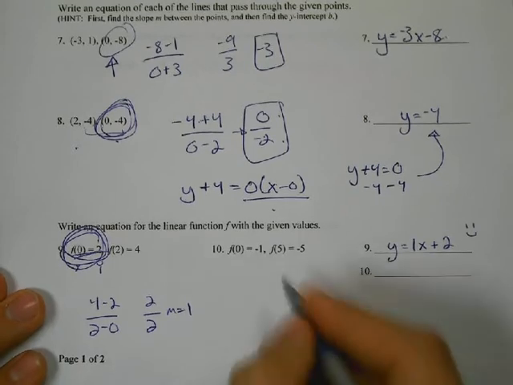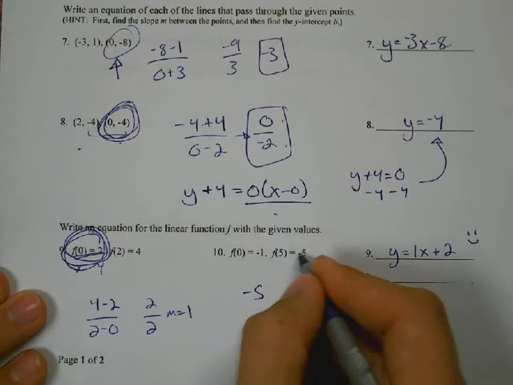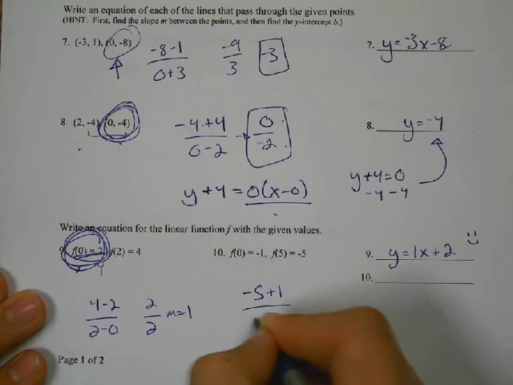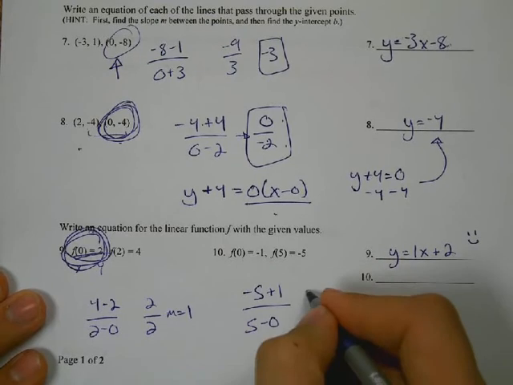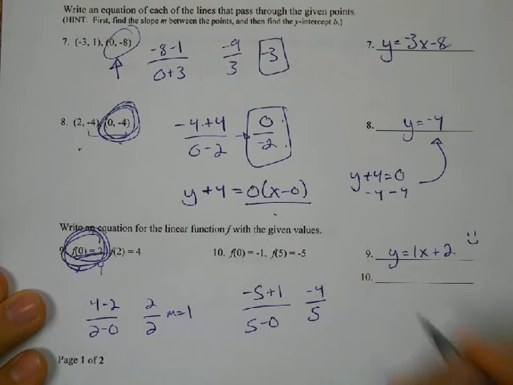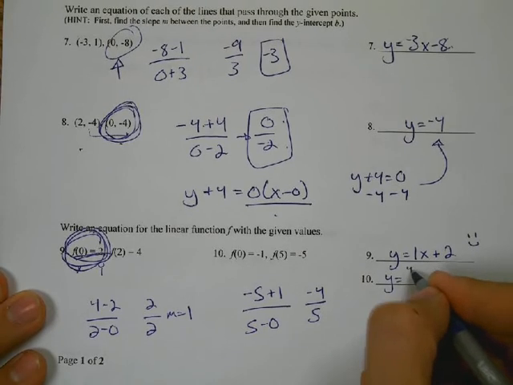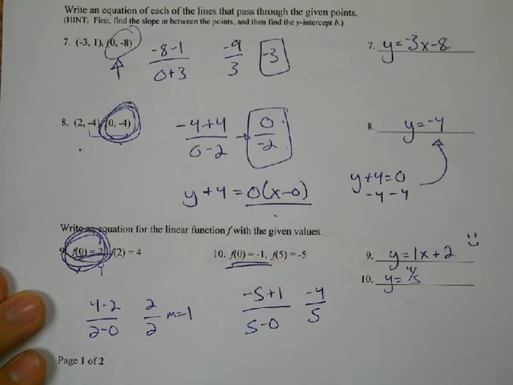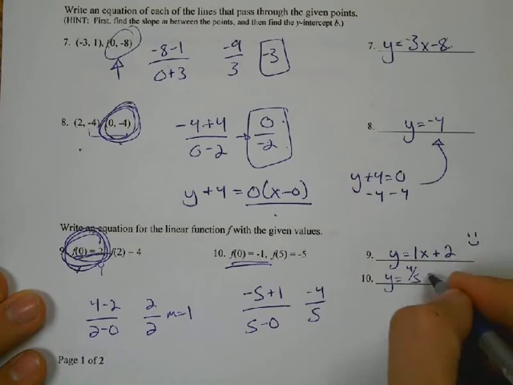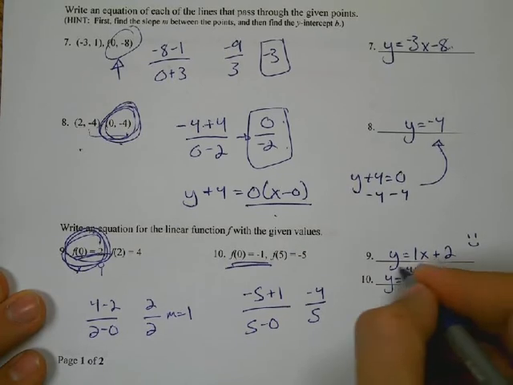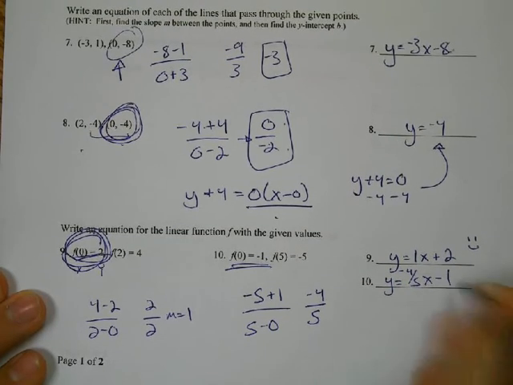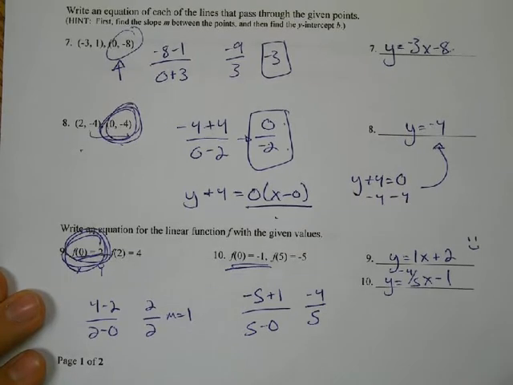All right, next problem. Negative 5 minus negative 1 over 5 minus 0. Negative 4 over 5 is my slope. Again, I can write straight to the equation because I've identified my y-intercept. 0 for x, this makes it the y-intercept. Negative 4 over 5 x minus 1 for my y-intercept. Next page.